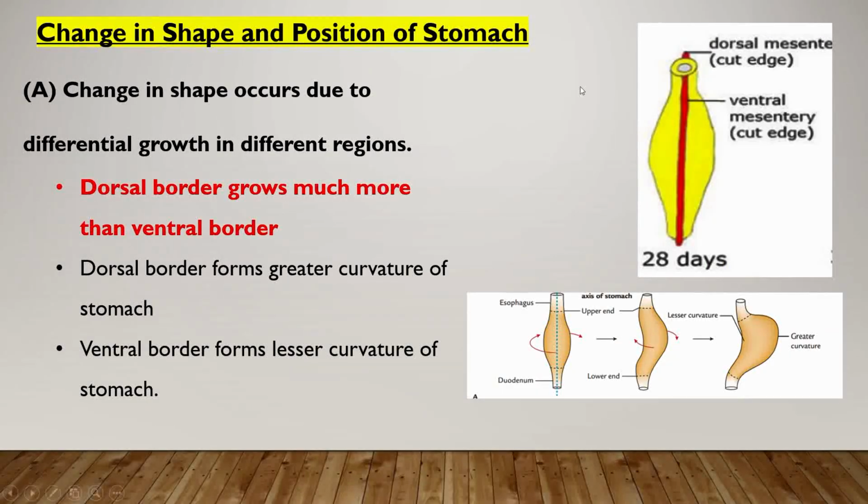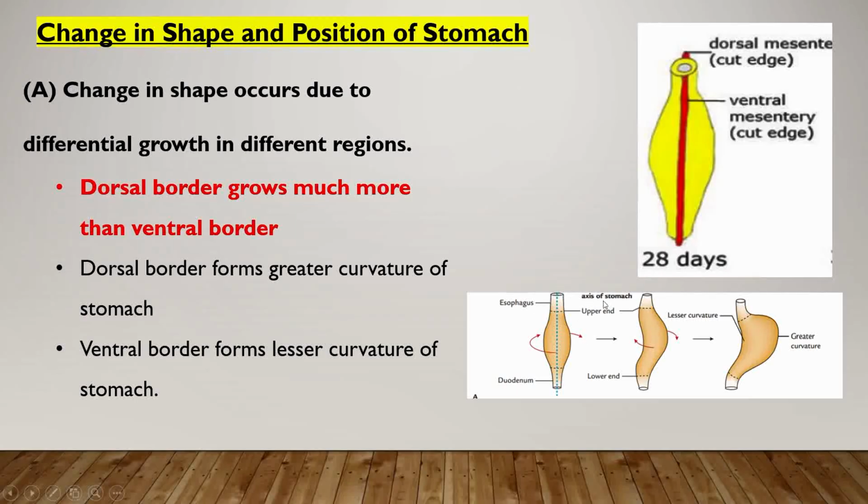Changes in shape of the stomach. As I mentioned in the beginning, the stomach is a fusiform dilatation having an upper end, a lower end, a ventral border, and this is the dorsal border, having the right surface and left surface. Now, changes in shape occur due to differential growth in different regions. The dorsal border grows much more than the ventral border. You can see here, this is the ventral border and behind is the dorsal border.